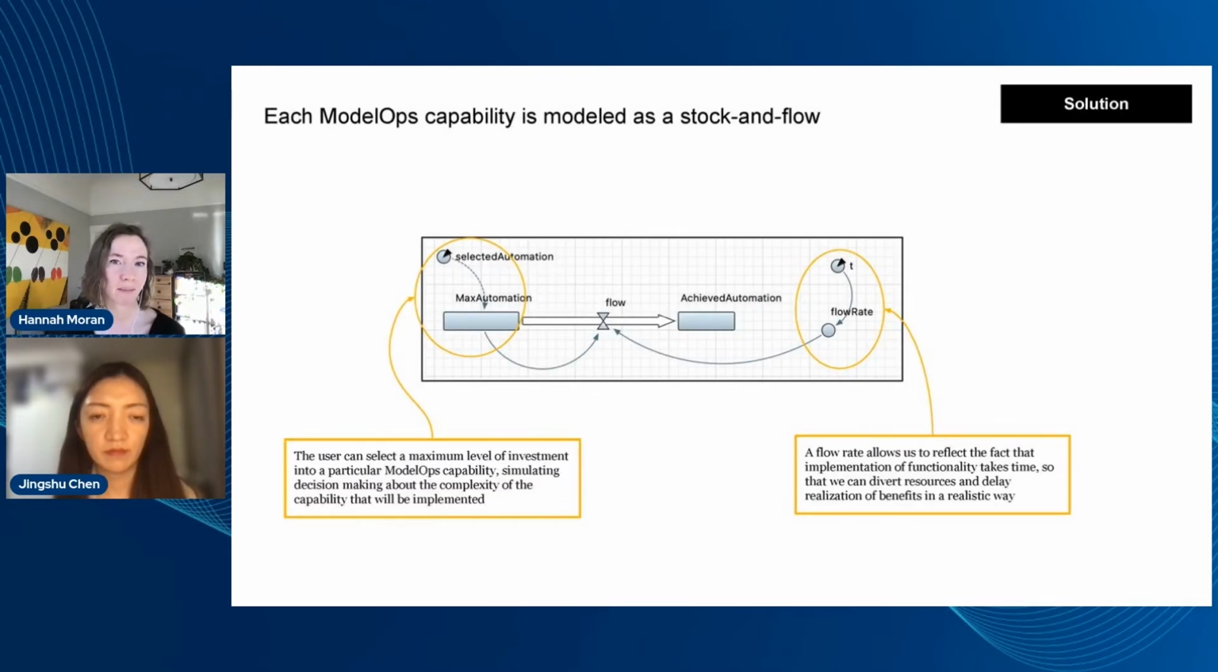So each of those capabilities we model also as a stock and flow. This allows us to select a particular level of maturity or investment that we want to simulate. So maybe they want to implement just kind of an elementary level of automation in their portfolio and see the effects of that, and then model a much higher level of investment and see what the difference is. And then we also use a flow rate to reflect the fact that building this functionality takes some time. So that lets us divert the resources. We take some developers to build that capability, and we take them out for a period of time, depending on that level of maturity. And we also delay the realization of the benefits in a realistic way within the simulation.